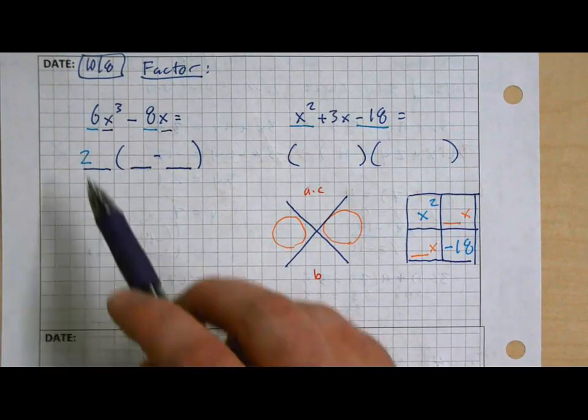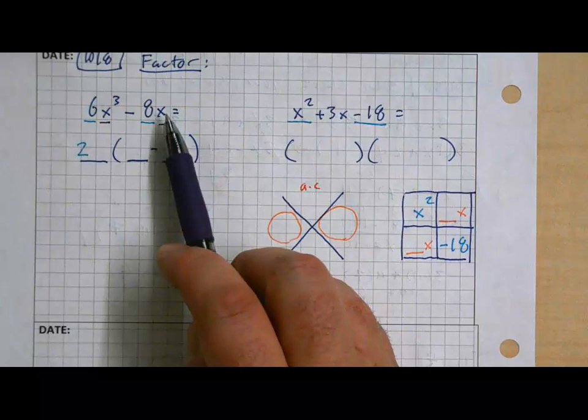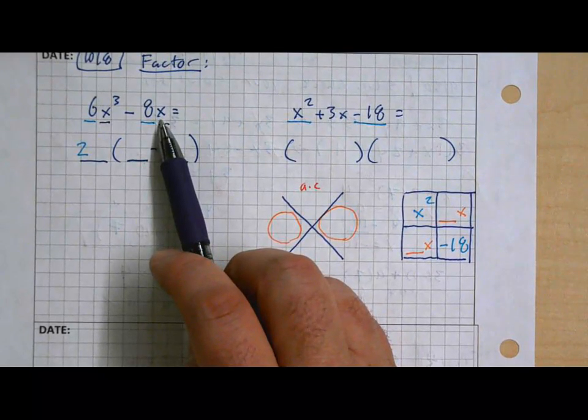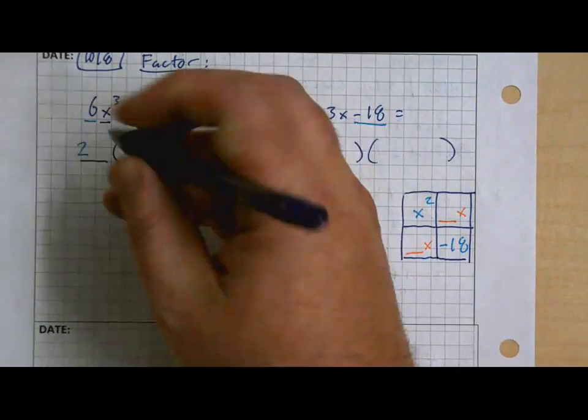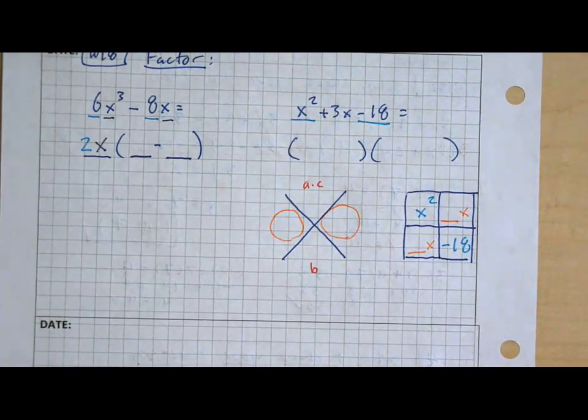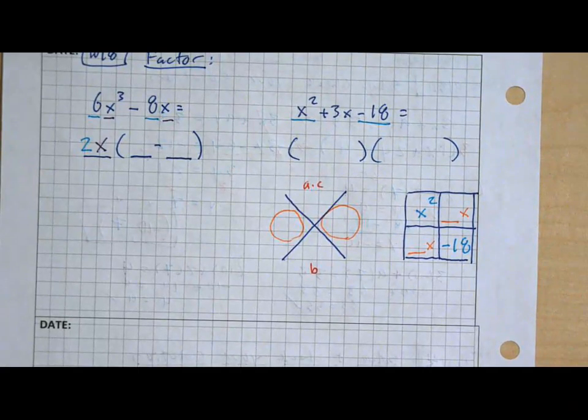So I can pull 3 out of this one, but I don't have enough to pull 3 out of this one. So 3 is too many. We can pull 1 out of this one. We can definitely pull 1 out of this. So I'm going to pull an x out front as well. Now I just need to figure out what goes inside here.